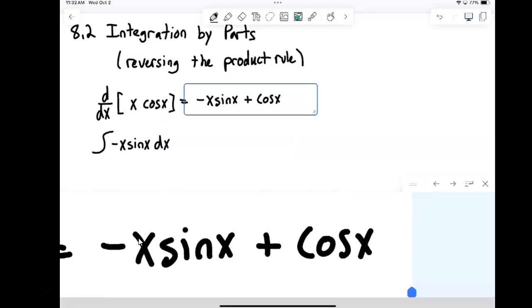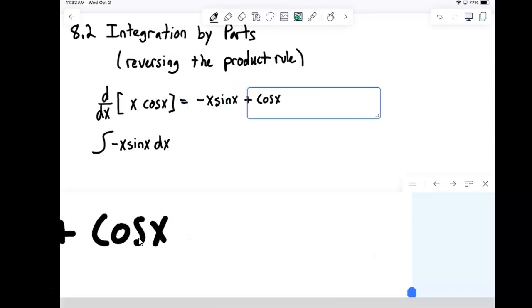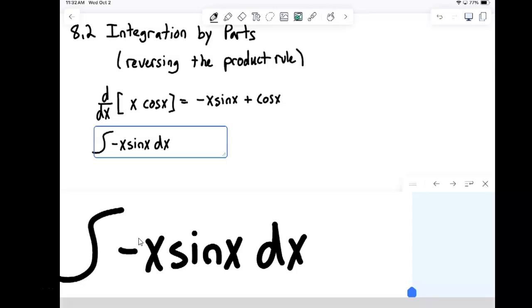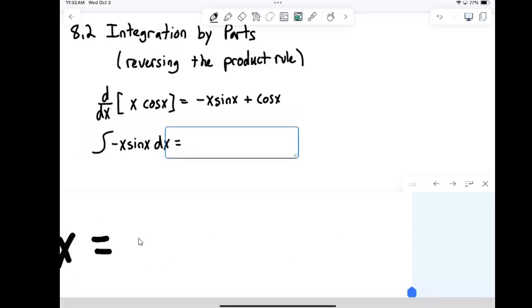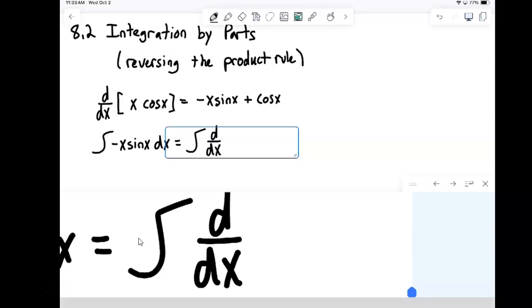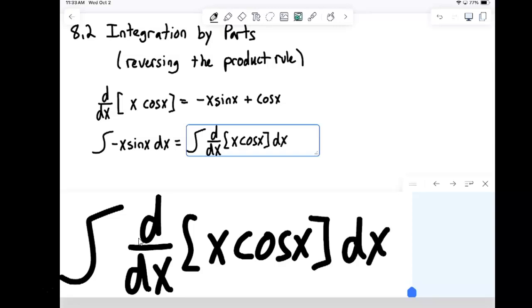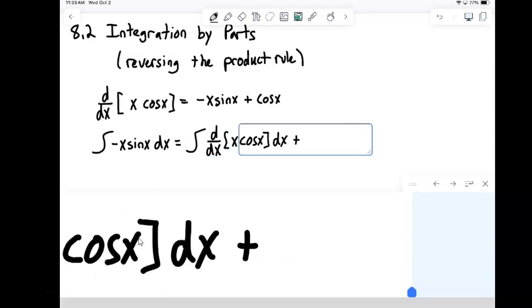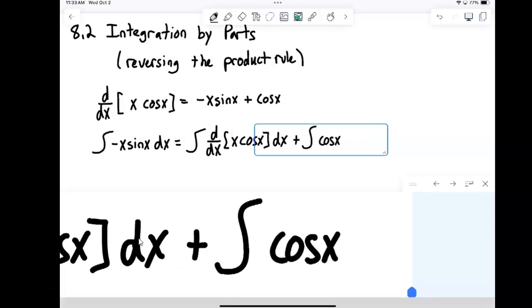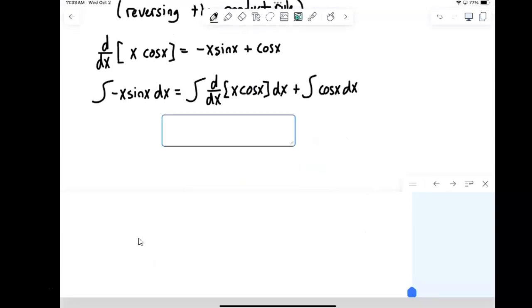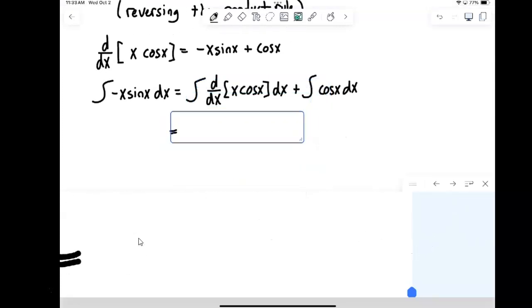Because see, I can solve the equation up above for minus x sine x. I just got to bring that cosine to the other side. Now that I'm doing an integral, I would also just apply the integral to the other side. So this would be the integral of the derivative of x cosine x dx plus the integral of cosine x dx. But the integral of a derivative is just that function, x cosine x. Again, within reason with a constant.